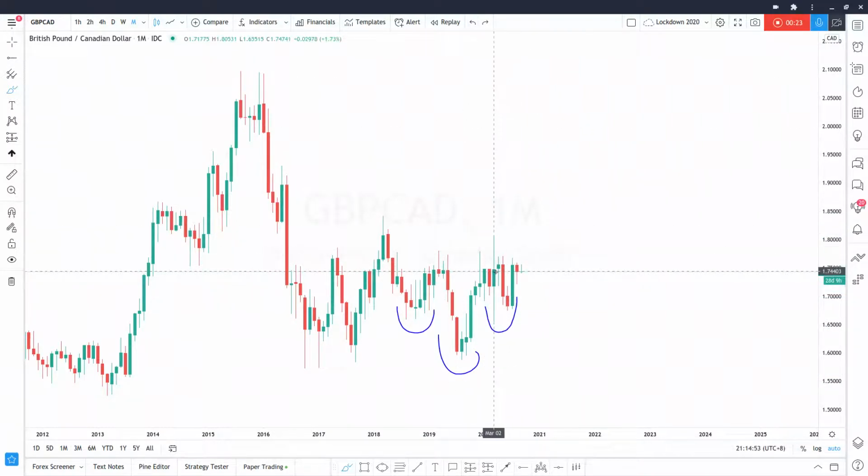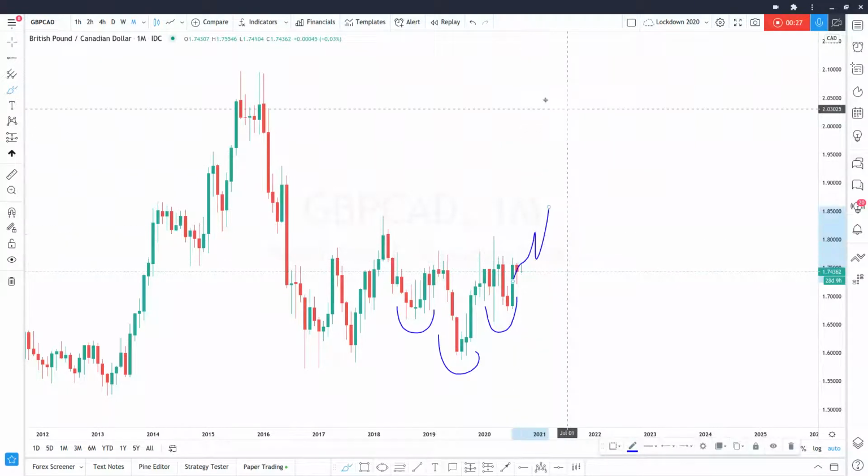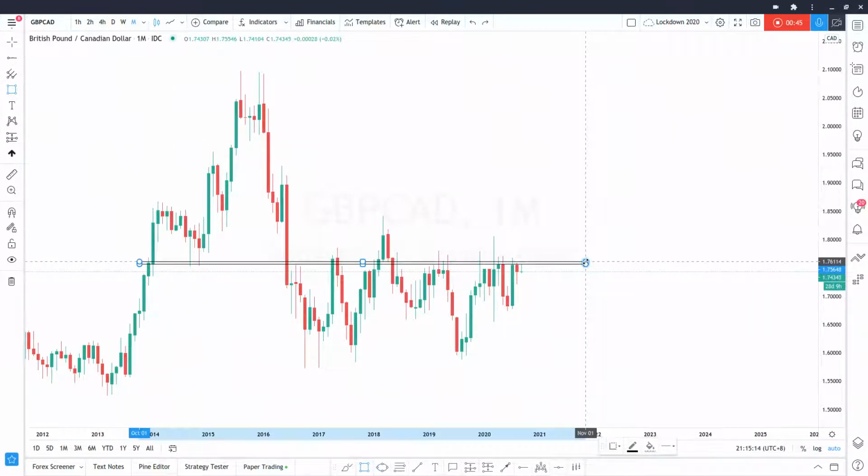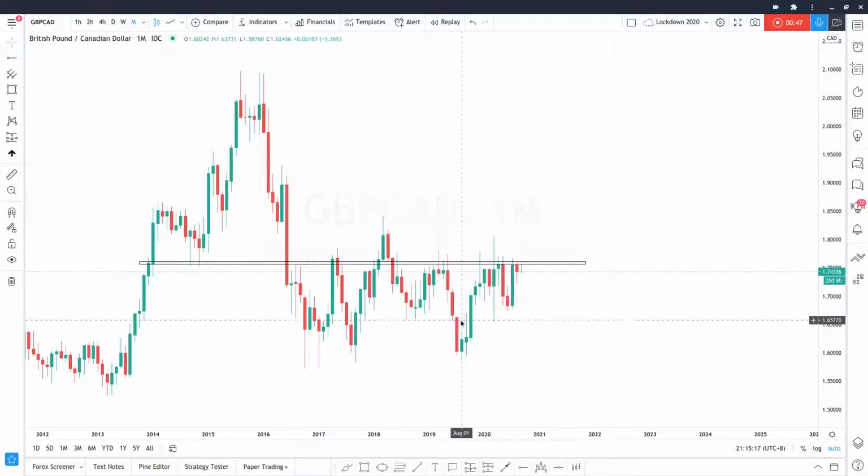So what we need to wait for, we need to be more reactive. We need to wait for a bit more development in this pair before we can actually enter. On the monthly time frame, we are looking for a push to the upside. Now, if the market breaks this area on the monthly, then you have a very good chance to take a very nice opportunity to the upside for this trade. But of course, if the market does not break here, then we will not trade this.